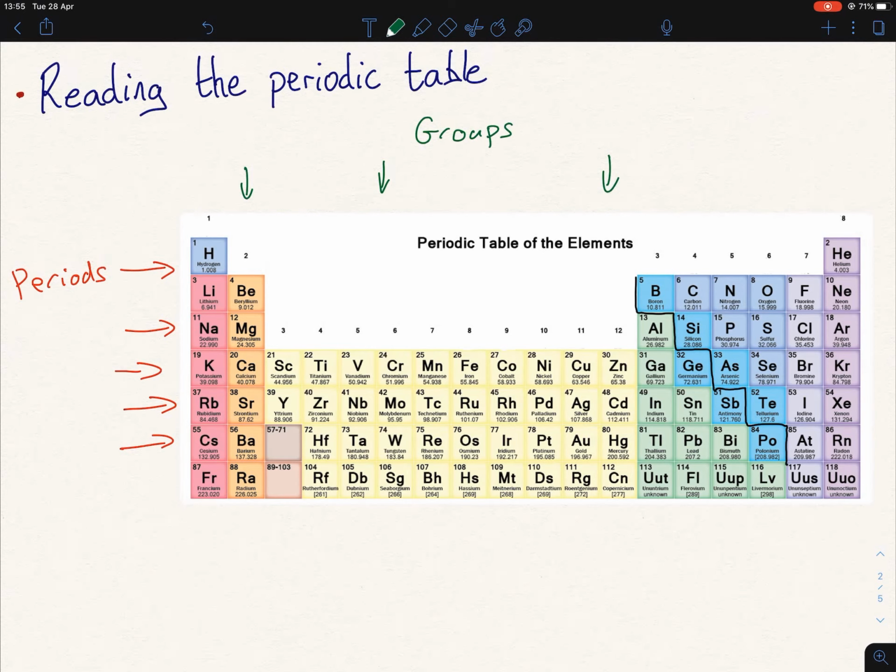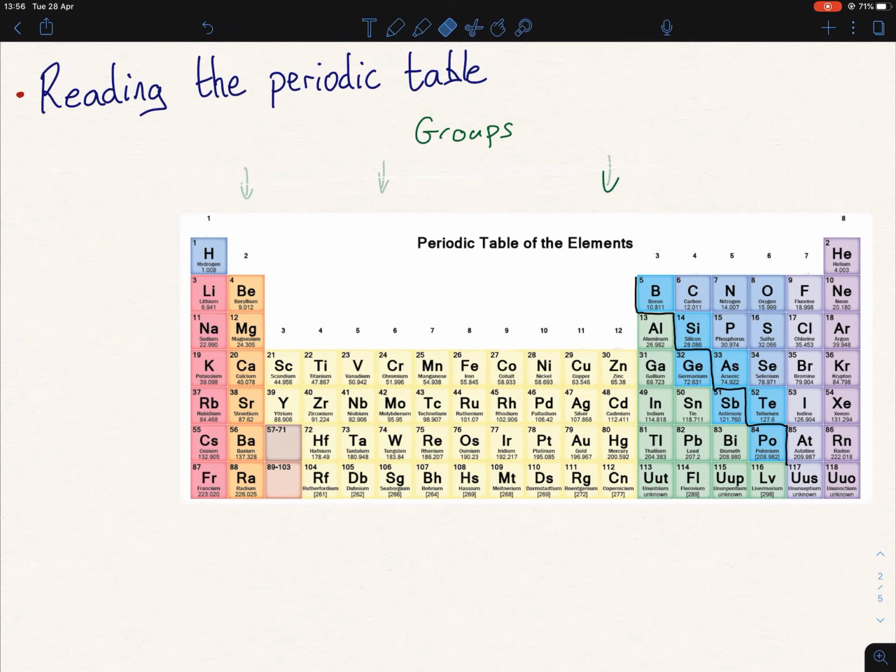Just a reminder that everything on the left side here is a metal, everything on the right side is a non-metal. This is just stuff you need to learn off. Now, what else do we need to know? Well, we need to be able to read groups in a lot more detail. The periods, not so much. The groups, however, we do need to know. So we'll start off with those, and we'll get rid of the periods here now.